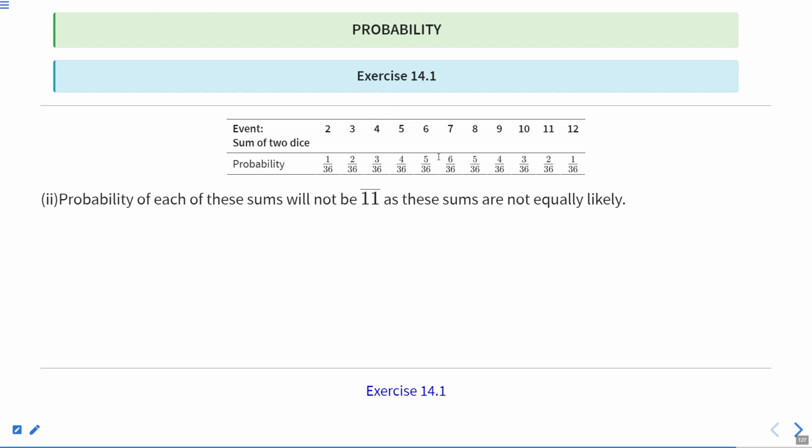And then to get the sum as 7, there are 6 possible outcomes. Therefore the probability to get the sum as 7 is equal to 6 by 36. And to get the sum as 8, there are 5 possible outcomes. Therefore the probability to get the sum as 8 is equal to 5 by 36.